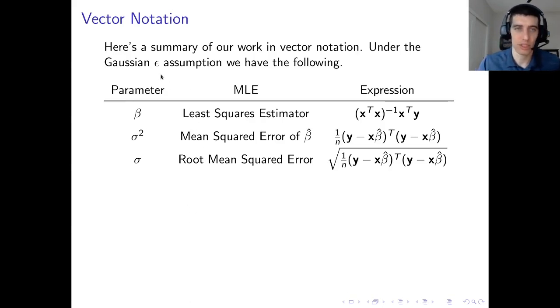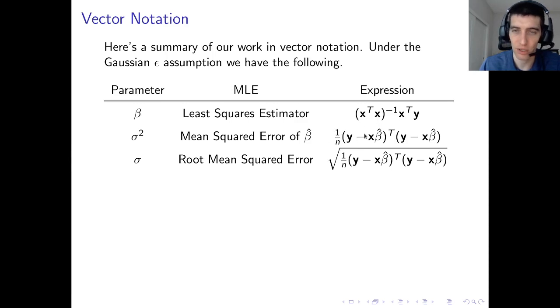Okay, so here's a summary of our work. This first part is from previously: the maximum likelihood estimator of the beta term is actually given by the least squares estimator, right? We showed that in this lecture, and previously we showed that the least squares estimator has this expression, X transpose X inverse, X transpose Y, where X is our usual design matrix. For the variance parameter, sigma squared, we showed on the previous slides that the maximum likelihood estimator is the mean squared error of the least squares estimator. In matrix notation, that is this.